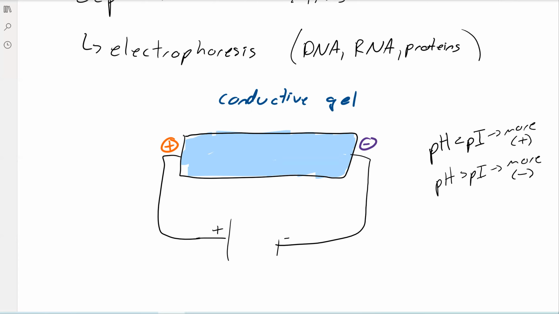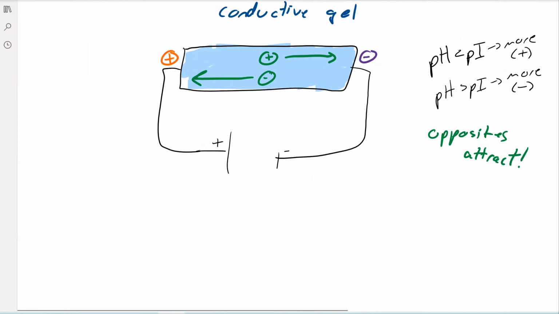Usually they're around room temperature. And then don't forget that opposites attract. So if you have a relatively positive amino acid, it's going to go towards the negative side. And if you have a relatively negative amino acid, it's going to go towards the positive side. And so we can separate them based on their pIs. There are also other factors that come into play, such as size. The bigger it is, the slower it's going to go to one side. But charge is the major one. And so then you separate your amino acids.